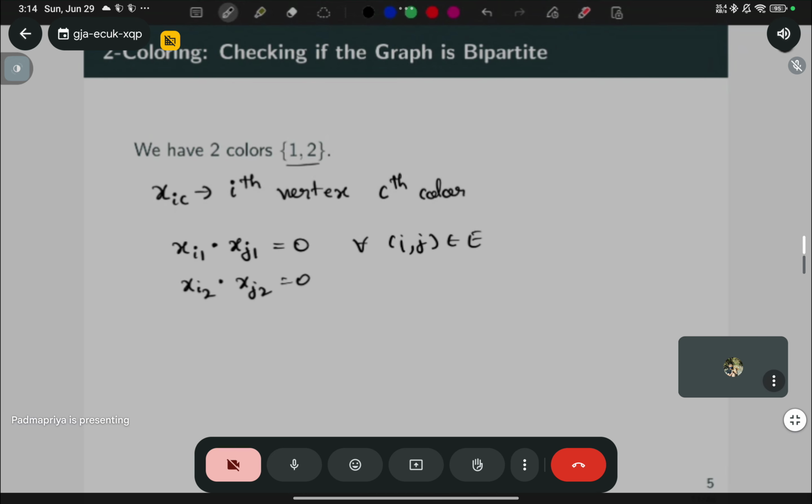But there is one more additional constraint, that is every vertex should have at least one color. That we can capture like this. If I put this in a vector, I can say I want its norm to be 1. This ensures that at least one of its entries is going to be 1. So this is the setup we have, and if I call this vector xi, then these two will just simplify to this condition: xi dot xj is 0.